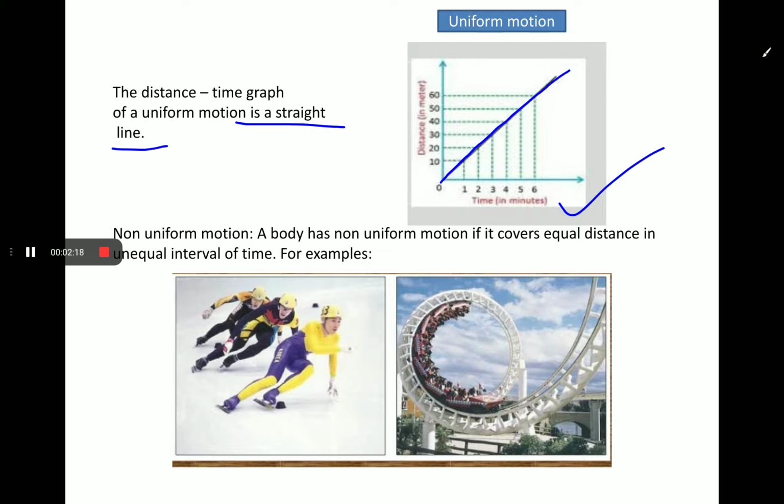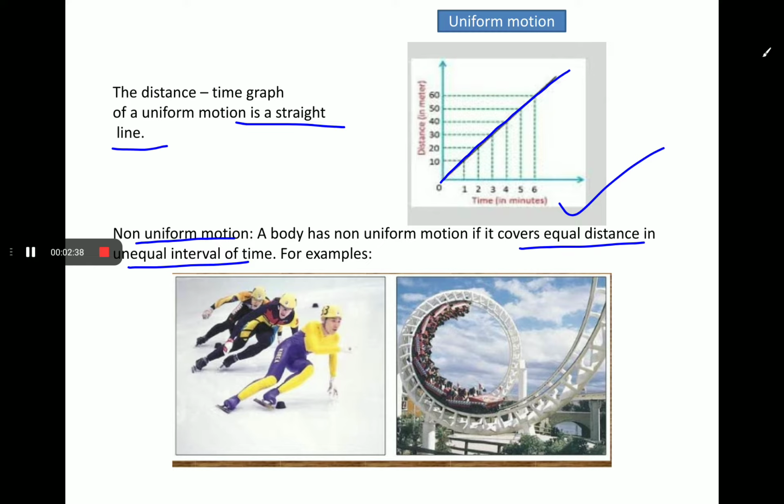Now the next topic is non-uniform motion. Here a body is said to be in non-uniform motion if it covers equal distance in unequal interval of time. Or we can say that if the body covers unequal distance in equal interval of time.